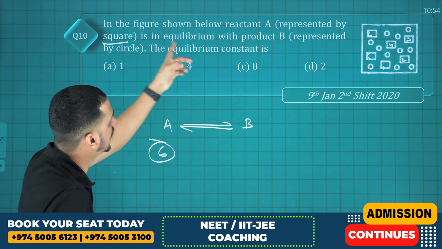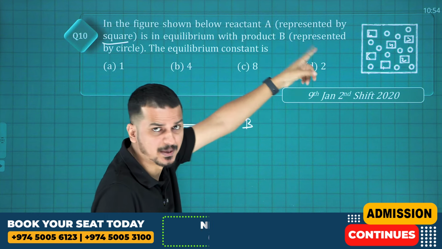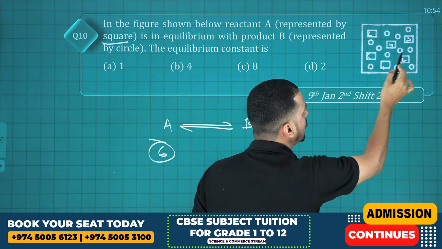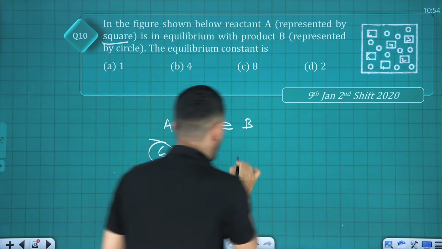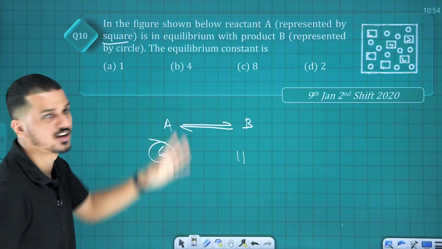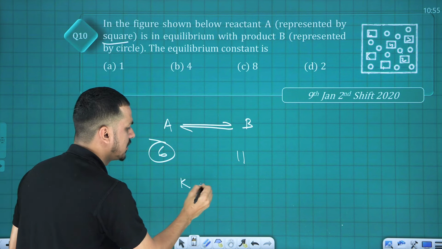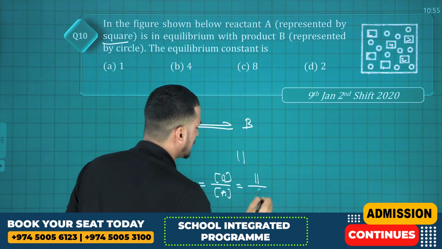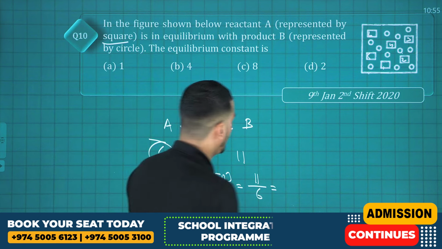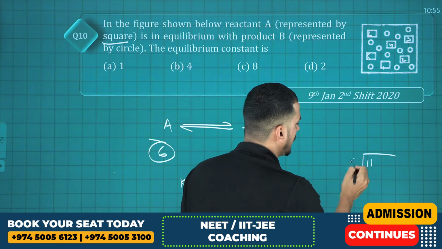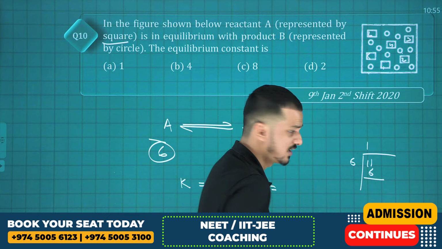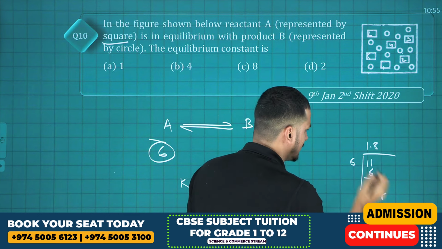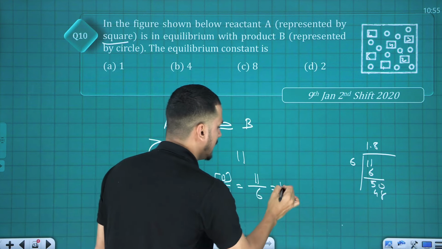What about the product B? Represented by circle. How many circles are here? 1, 2, 3, 4, 5, 6, 7, 8, 9, 10, 11. 11 circles are there. Now they are asking the equilibrium constant. Directly you can write equilibrium constant is equal to concentration of B divided by concentration of A. So 11 by 6 will come. 11 divided by 6: 1, then 6 times 1 is 6, remainder is 5, I can take 50, so 8 sixes are 48. 1.8 is the answer.